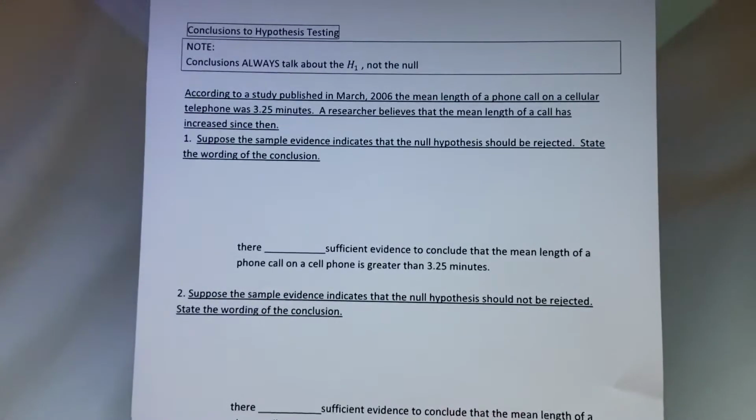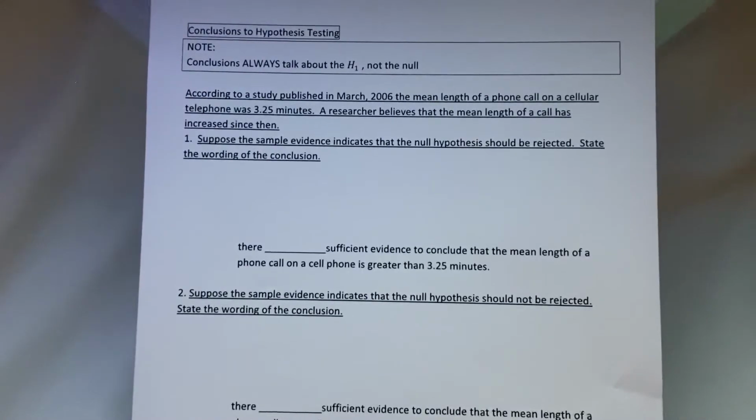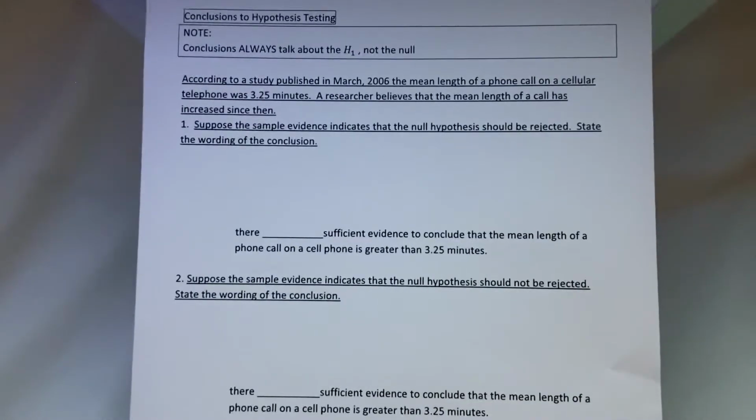Conclusions to hypothesis testing. When you're writing a conclusion, even though we talked about you always either rejecting or not rejecting the null hypothesis, your conclusion statement is always going to talk about your alternative hypothesis, not the null hypothesis. Because you're testing your alternative hypothesis, it's the statement you made, so it's important that the statement you made is judged based on your findings.